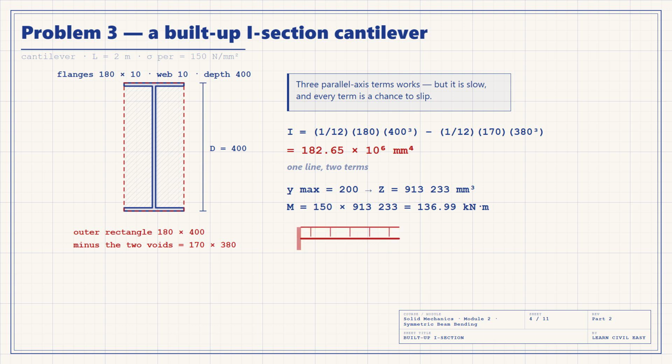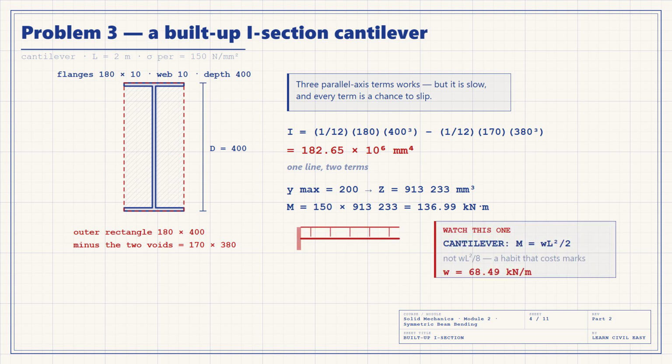Half the depth, so Z is 913,233 cubic millimeters. Capacity is 150 times that, 136.99 kilonewton meters. And for a cantilever with a uniformly distributed load, the maximum moment is WL squared over 2, not over 8. That is 2W, so W is 68.49 kilonewtons per meter.